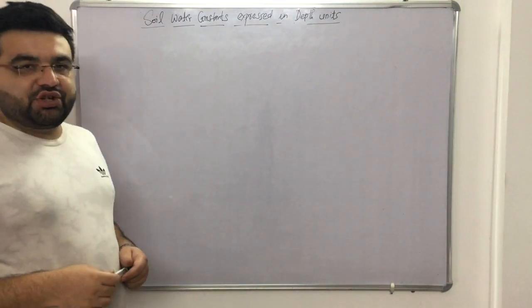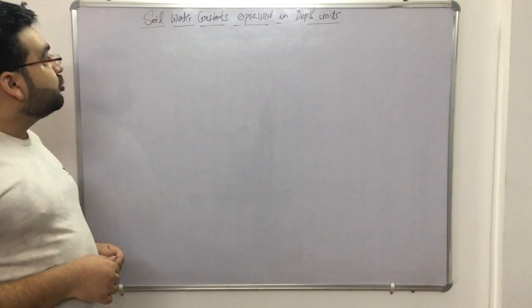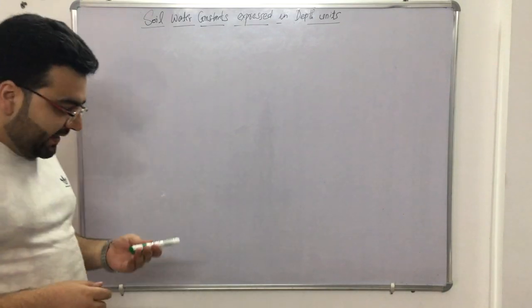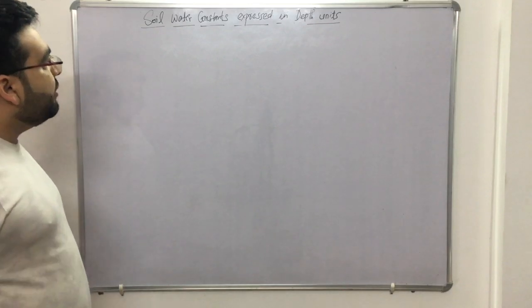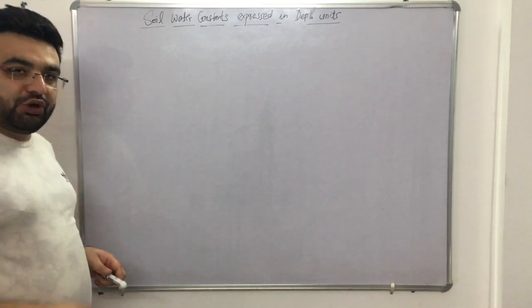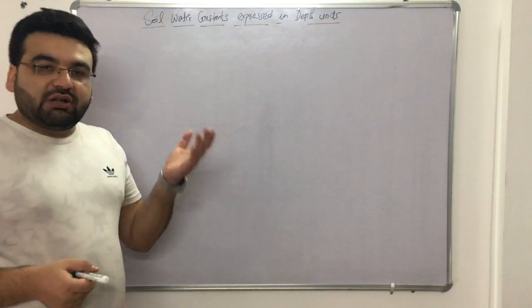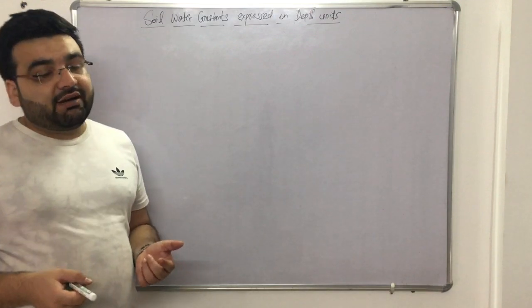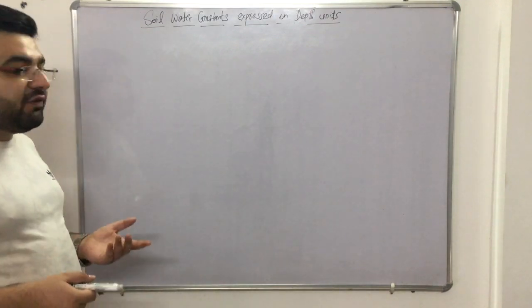Subject: irrigation engineering. Chapter: soil water constants. Topic: soil water constants expressed in depth units. So now, students, let me explain a very important topic, that is, the soil water constants expressed in depth units. We have discussed saturation capacity, field capacity, permanent wilting point, available moisture content, and readily available moisture.